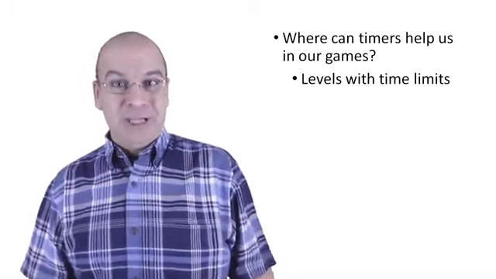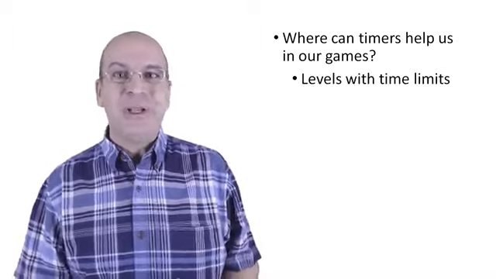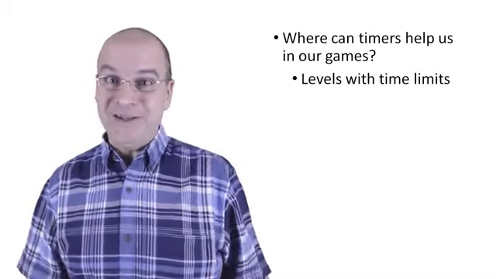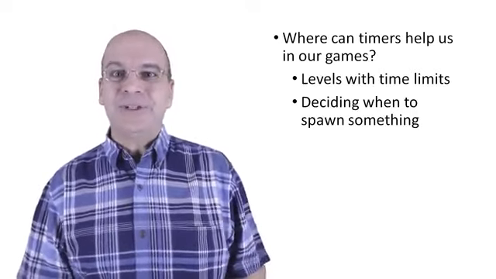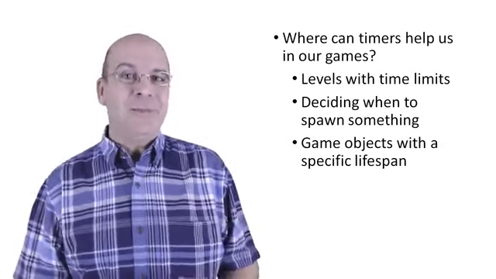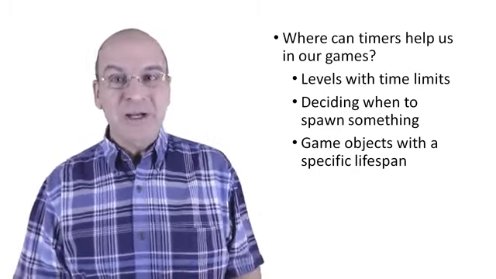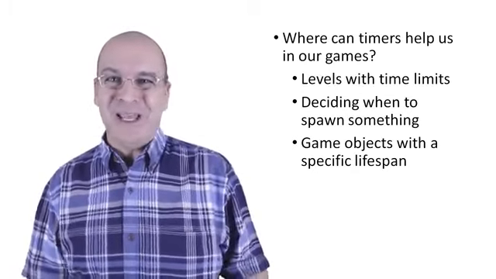Well, if we have levels in our game that have a time limit, we can use a timer to determine when the level has ended. We can use a timer to decide when to spawn new objects into the game world. We can use a timer if our game objects have a limited lifespan. So this is really a death timer. We can decide when to destroy that game object.